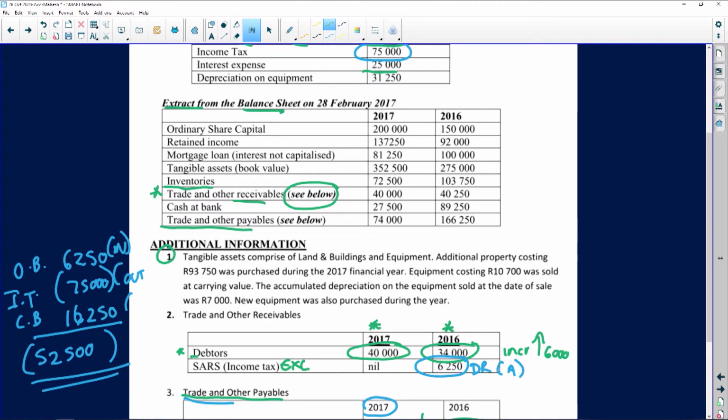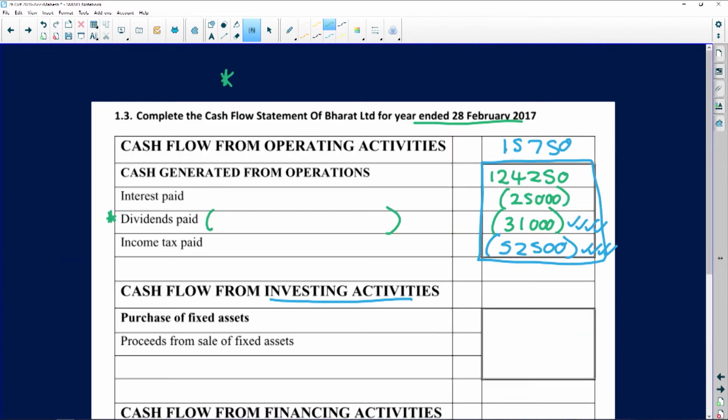Tangible assets comprise of land and buildings and equipment. Additional property costing 93,750 Rand was purchased during the 2017 financial year. So immediately, great. I've got the cost of the additional land and buildings purchased. I don't have to calculate this amount. It's given to me. So I'm going to go straight to my answer sheet, and I'm now going to record in brackets the land and buildings purchased, an amount of 93,750, and I've got 1 mark for filling that in.